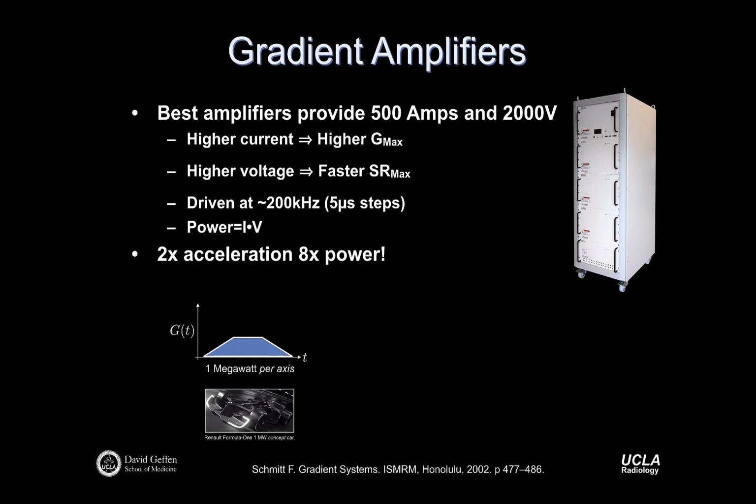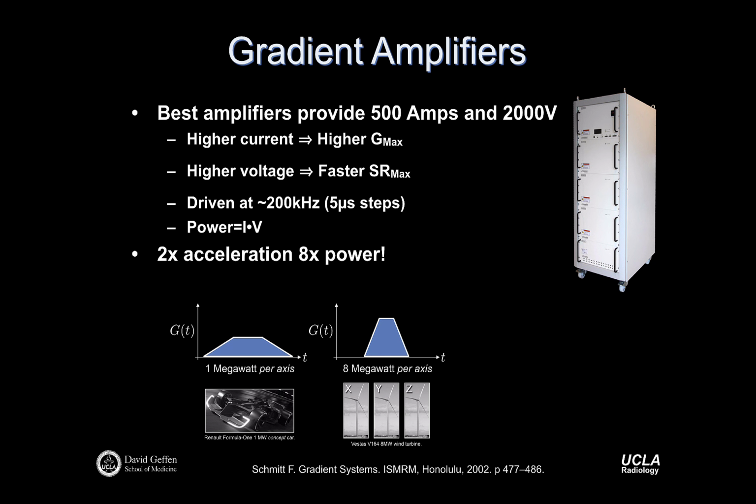So there are some real practical limits to the gradient hardware at this point in time. As this last line says, if I want to go faster by a factor of 2, I have to increase my Gmax by a factor of 2, and I have to increase my slew rate by a factor of 2, and that combined action means that you need about 8 megawatts per axis.